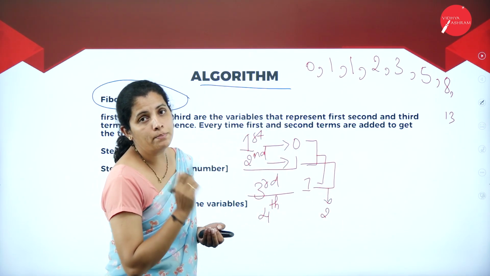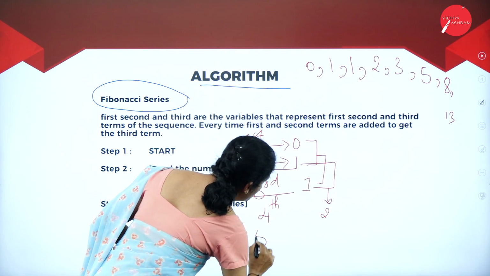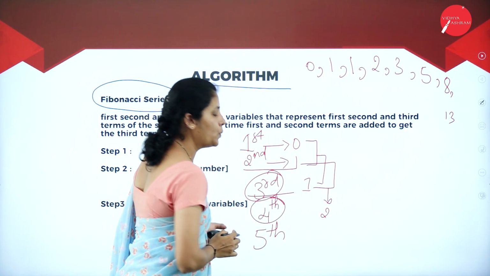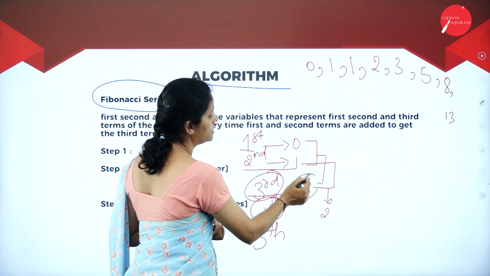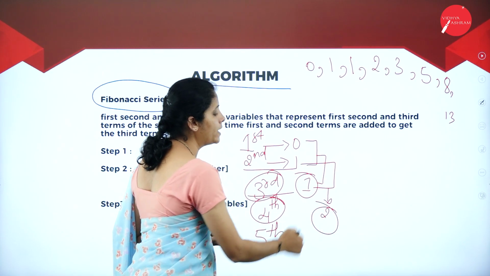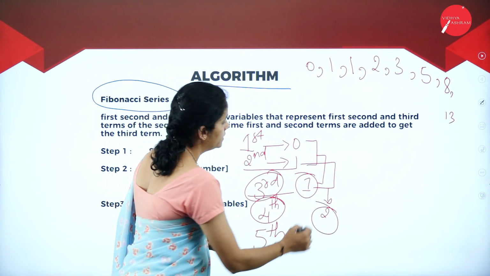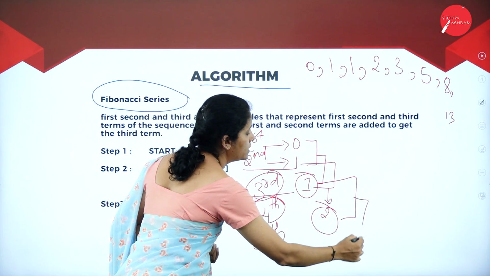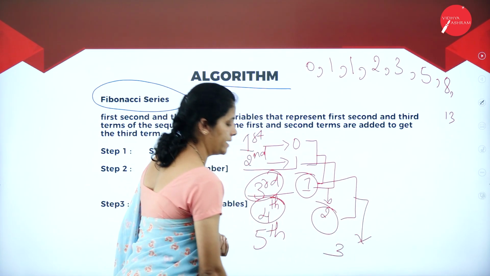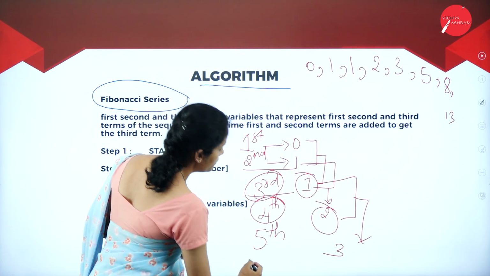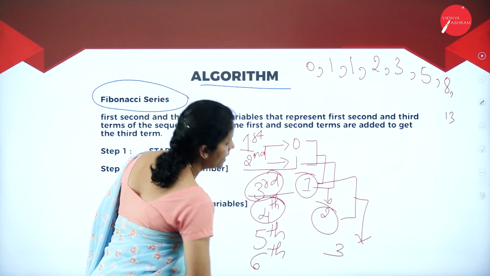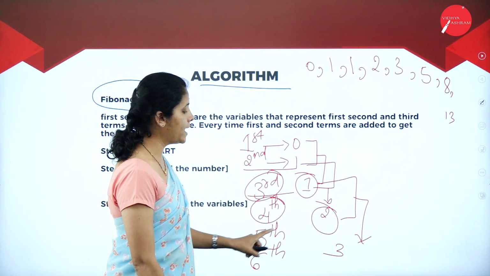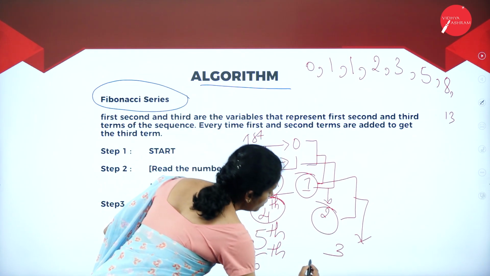Suppose if I want to get my fifth number, what I will do, I'm going to add third value and fourth value. What is my third value? That is 1. And what is my fourth value? That is 2. That means I'm going to add 1 plus 2, and at the end, what is the result? I'm going to have 3. Then suppose if I want to get my sixth value, what I'm going to do? I'm going to add my fourth value as well as fifth one. So what is the output?